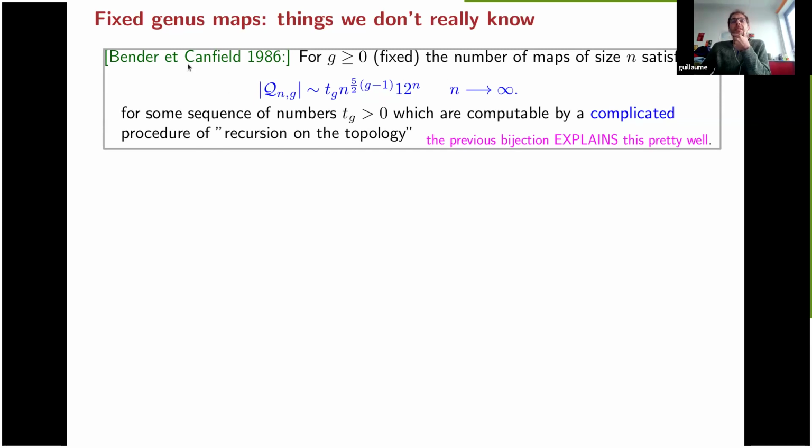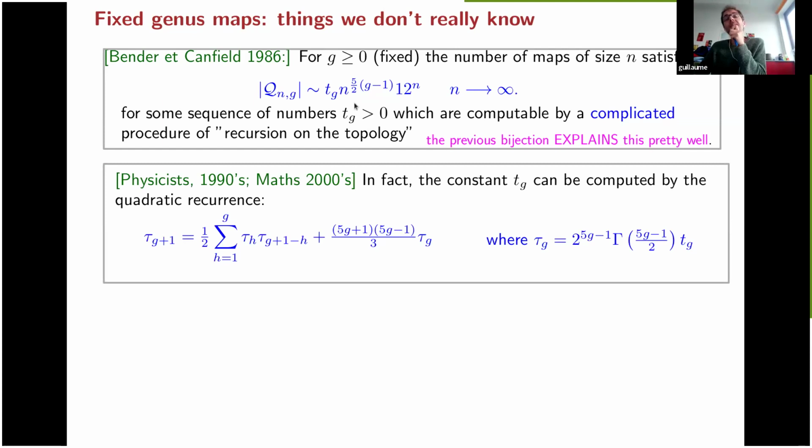By the way, for people interested in mathematical physics, this paper by Bender and Canfield is really the prehistoric example of the Eynard-Orantin topological recursion, which is some fancy business in enumerative geometry right now. This is a very basic ancestor of it. This is really a very important paper for many different areas of mathematics.